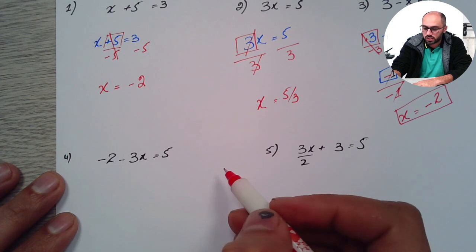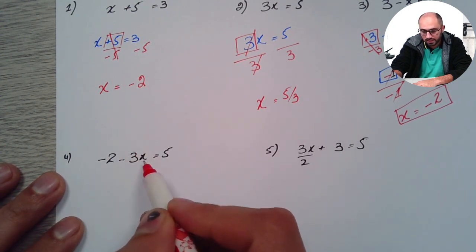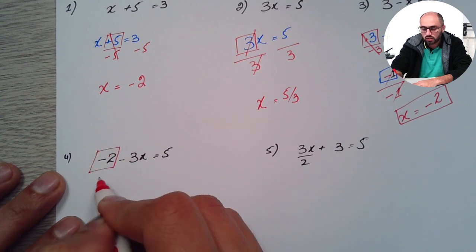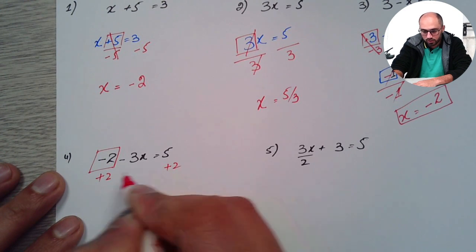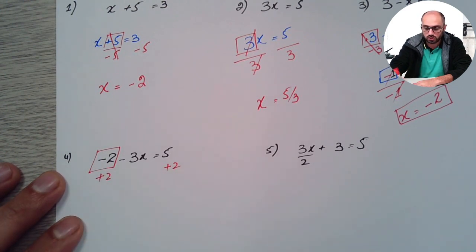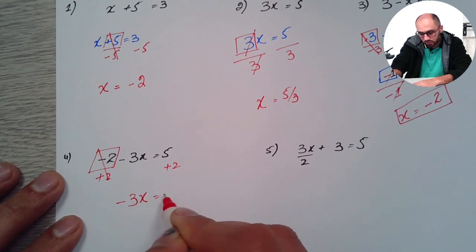So the first thing I will need to do is, I can't do anything to this 3 because it's a part of the term that contains x. I'll need to get rid of this 2. To get rid of this 2, I'll have to add 2 on both sides because minus 2 plus 2 will change to 0. You are now left with minus 3x equals 7.